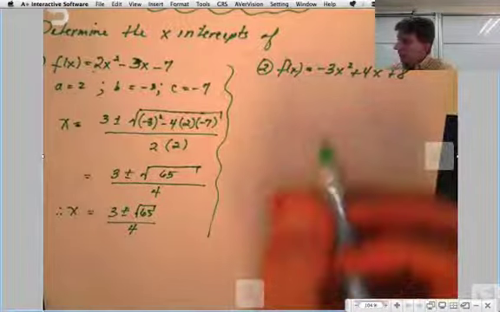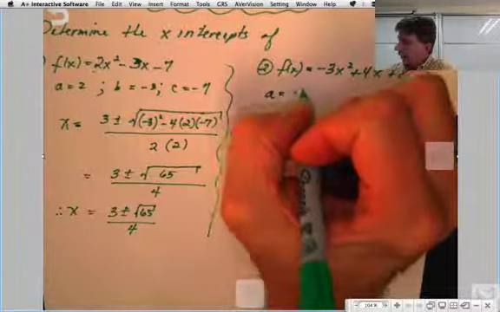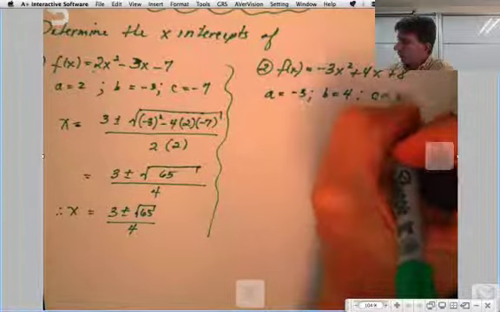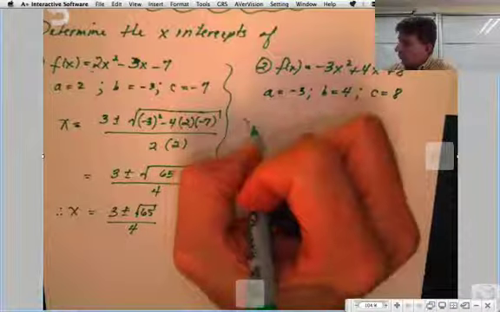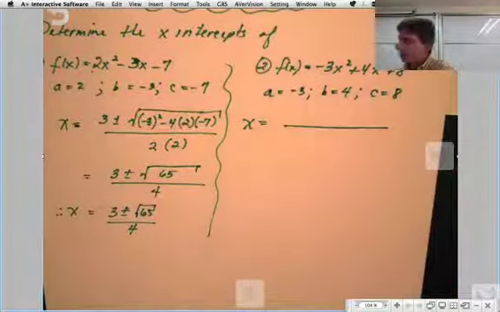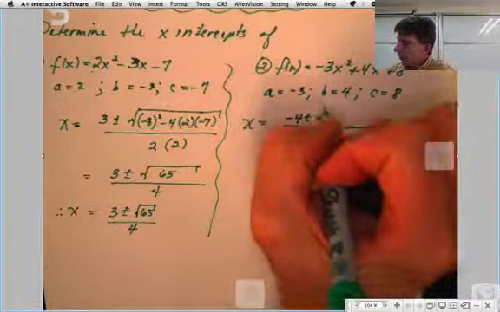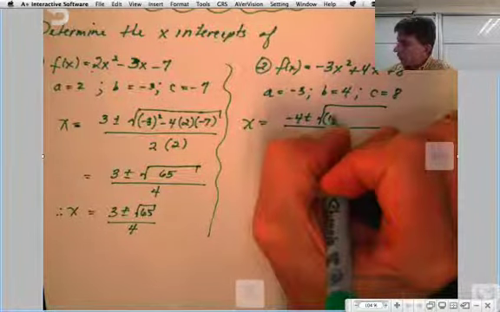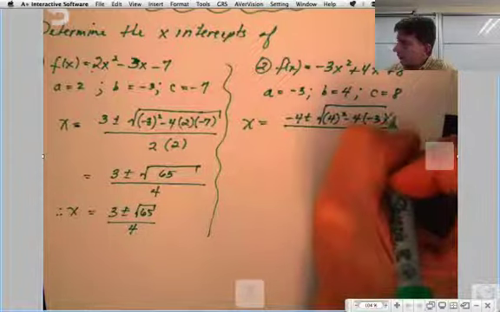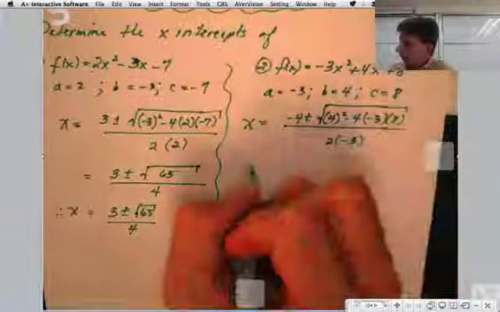Again, problem number 2, we identify a. A is negative 3, b is equal to 4, and c is equal to 8. So applying the quadratic formula, I take the opposite of b, plus or minus the square root of b squared minus 4 times a times c, all over 2 times a.